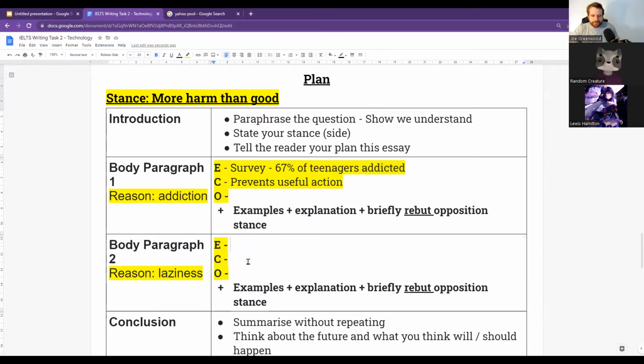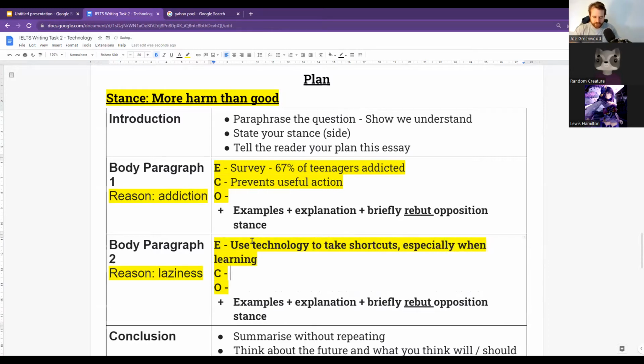Anyway, laziness. Can you think of a fact? A fact, or it can be an observation, something you've seen. What have you noticed? When I finish my homework, I check with the calculator. Aha, so it's tempting. So we can use personal experience here. This is more like examples though. So we use technology to take shortcuts, especially when learning, right?